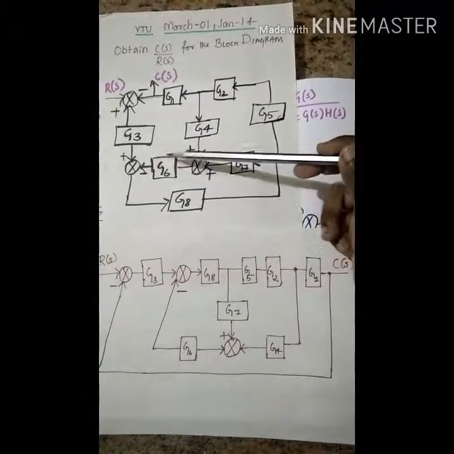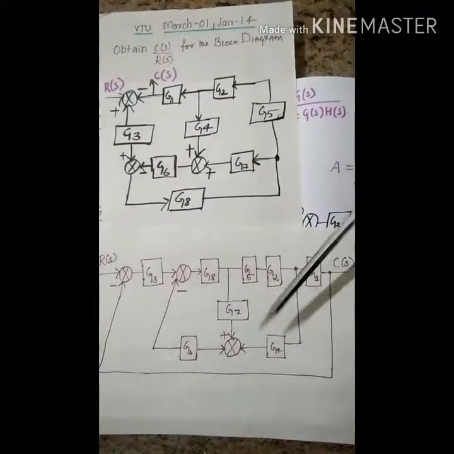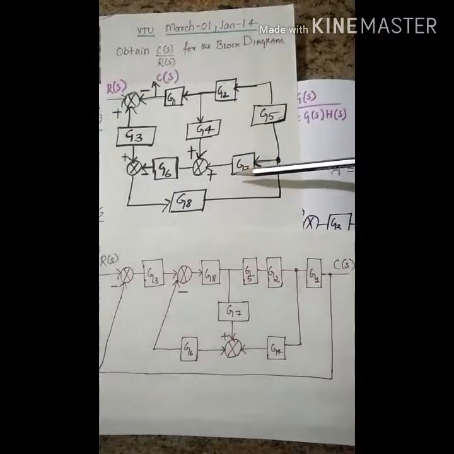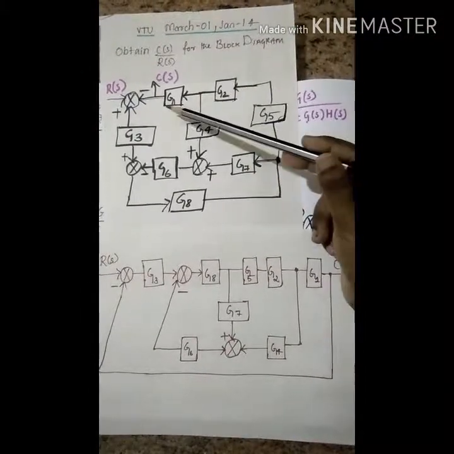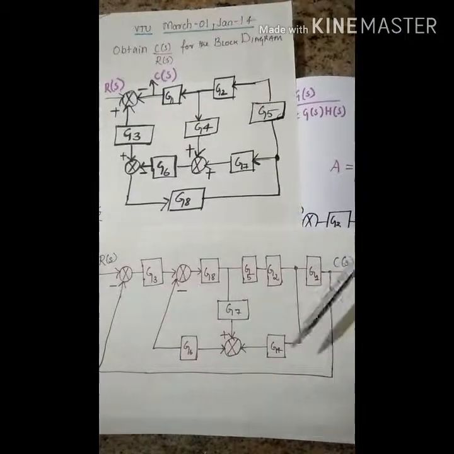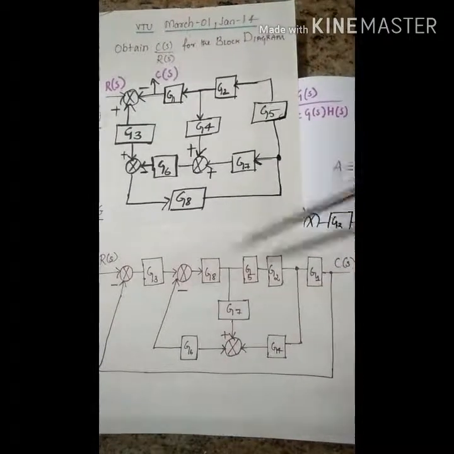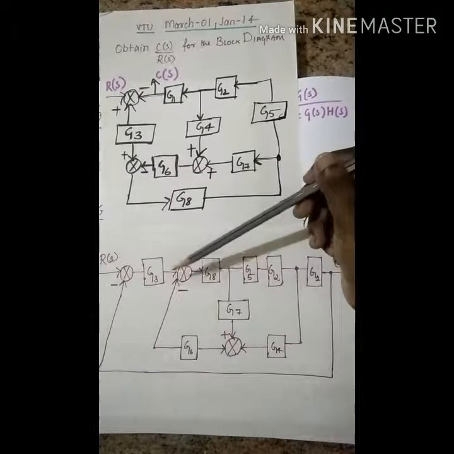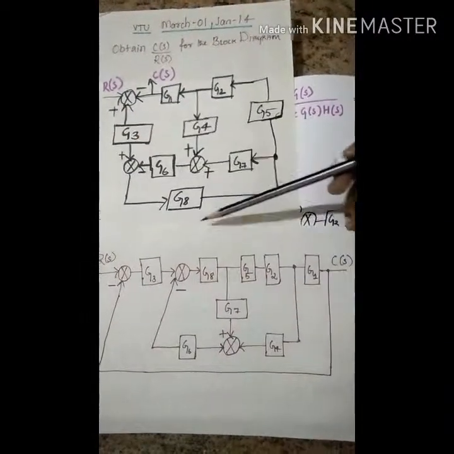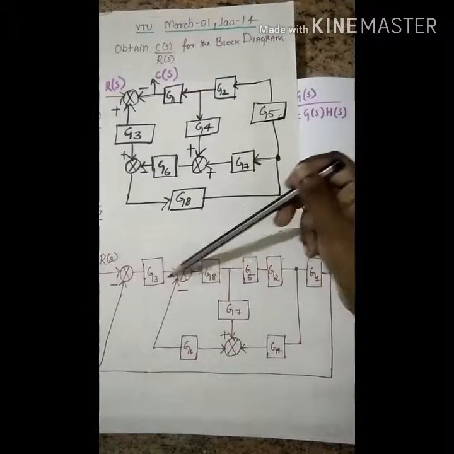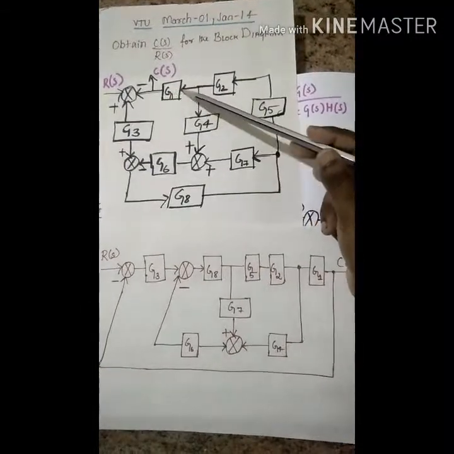G4 and G6, and G4 is connected to this intersectional takeoff point between G1 and G2 as I've written here, and then G6 is connected to this summing point which connects G3 and G8, and the output is taken at G1 block.